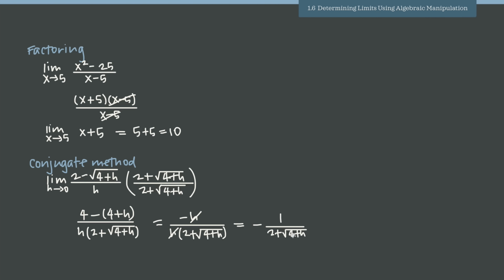And now that we've done the simplification, we can go back to substitution, plugging in h equals 0. When we do, we'll get 4 plus 0 is 4, square root of 4 is 2, 2 plus 2 is 4, and so the result is negative 1/4. So when we used substitution originally, we got an indeterminate form, but after using the conjugate method, we were able to get a real number answer. The limit as h goes to 0 is negative 1/4.